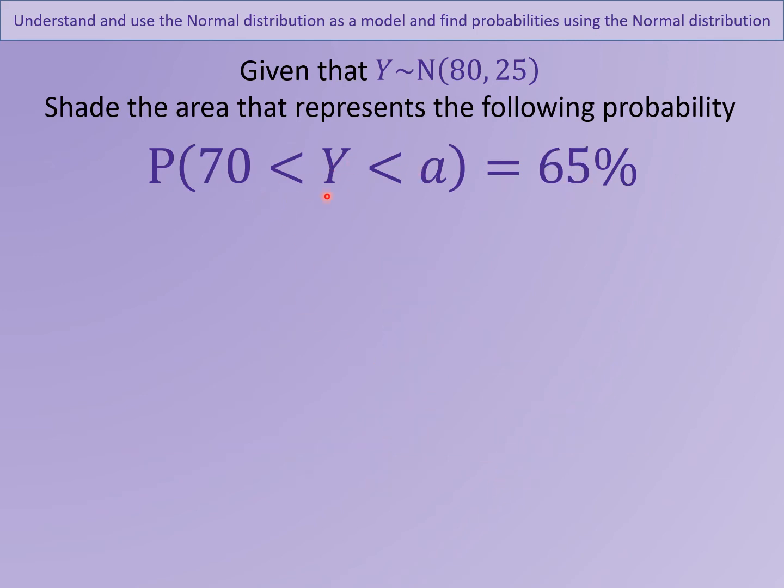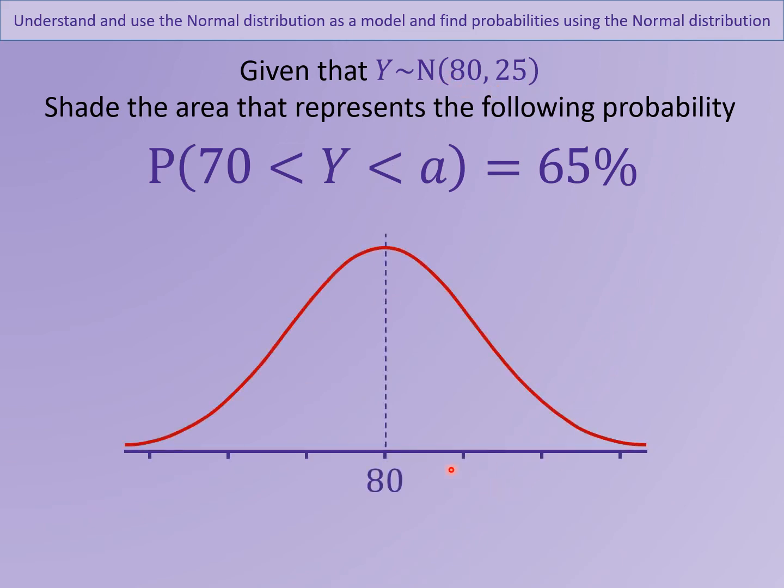Try this one. We know that it's still got the same distribution, so hopefully you've got the same graph. So there's my 80, 70 is about there. It's going out in 5s, so that's at 80, 75, 70 is there. I know that that is going to be less than 50% because all of that up to there is 50%. So I know that 65% is going to be over here somewhere. So I can definitely put that in. There we go. Right up to about there, 65%.